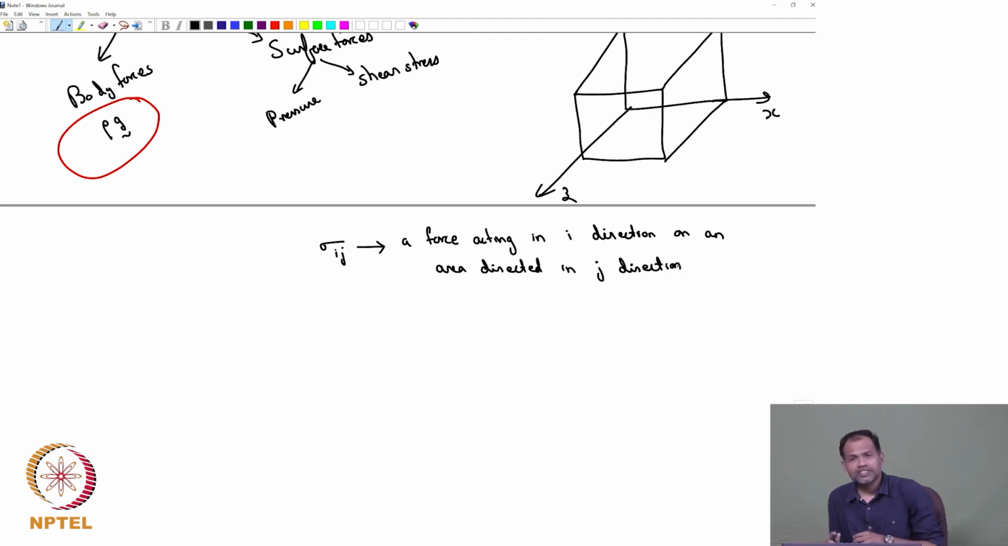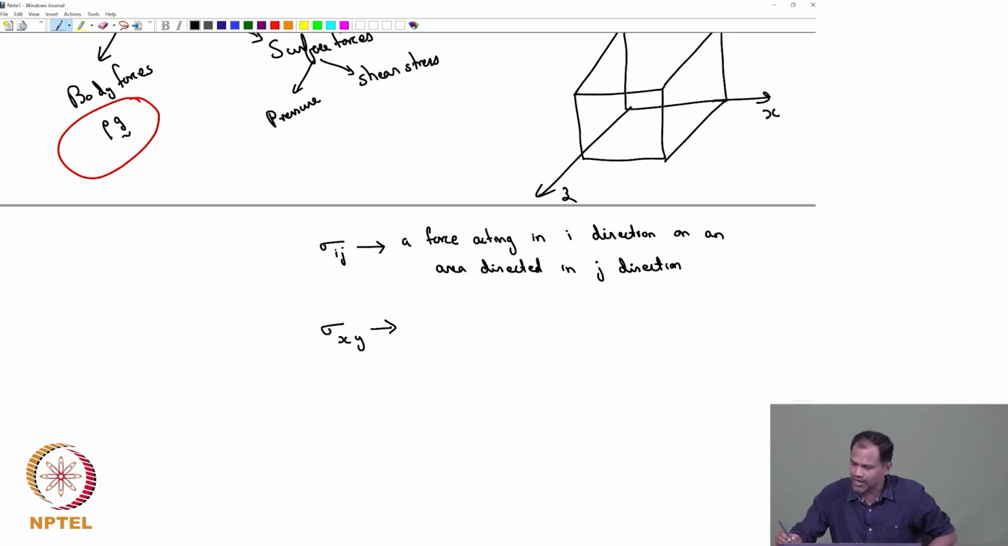So, you can always define a vector normal to any area that you consider, and let us say j is the direction and i is the direction of the force. So, that is how you will represent your surface forces. For example, if you talk about sigma xy, that means you have a force which is acting in the x direction, but it is on an area that is perpendicular to y direction. So, that is the idea of defining it.